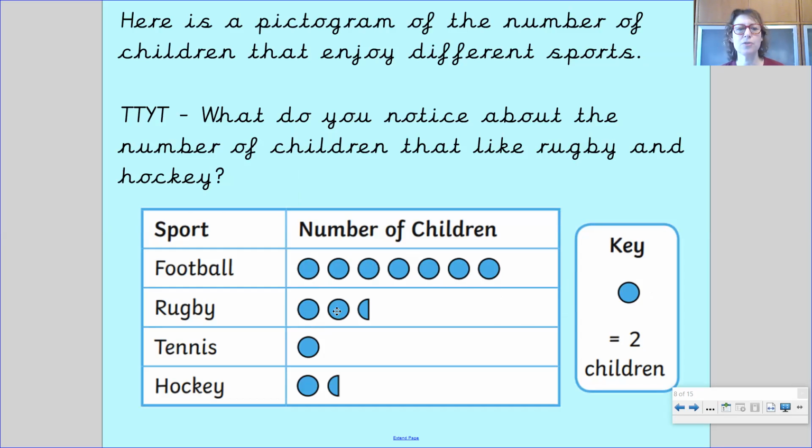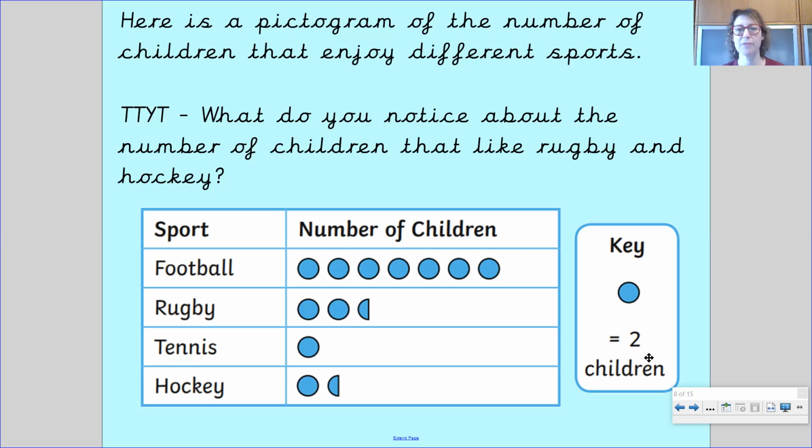Here you've got 2, 4, and 1 more, 5 children who enjoy playing rugby, 2 who enjoy tennis, and then 2, and again, we've only got 1 here. So 3 children who enjoy doing hockey. And this is where things start to get super tricky. We can count in 2s, we can count in 1s, but it's when we've got both on the same diagram that we start having to really use our brains and think hard.